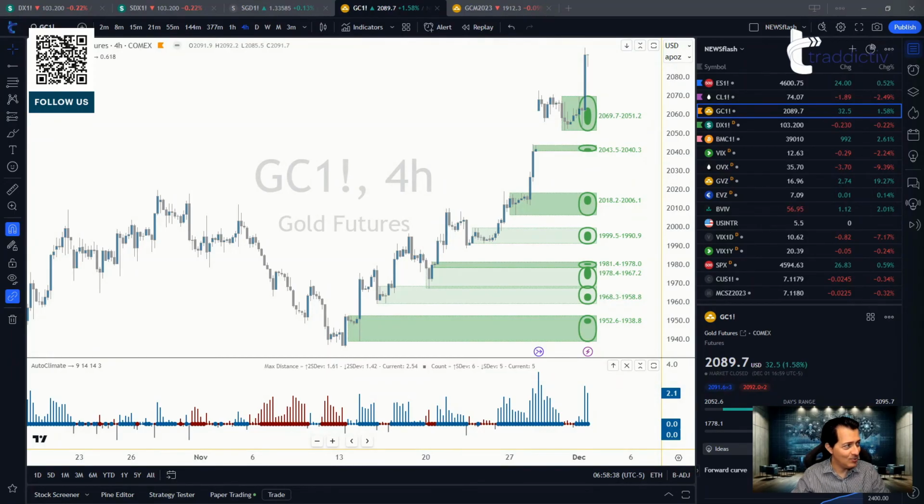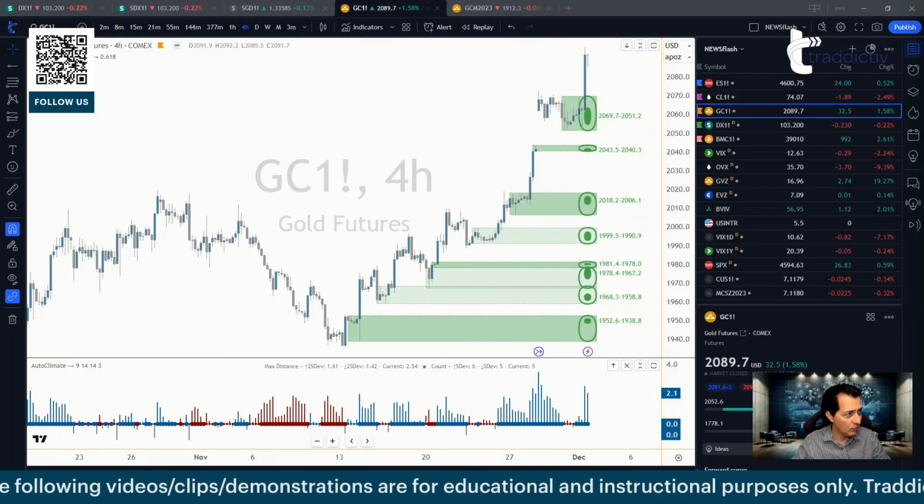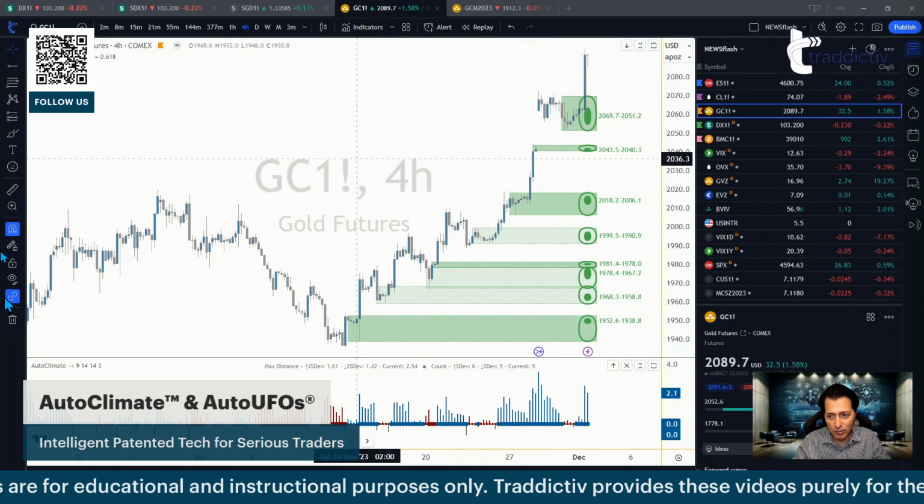Hello. So, what are we talking about today? We are talking about what is AutoClimate and what is AutoUFOs. Let's go ahead and go over these materials with a bit more detail and some visual demonstrations so the concept and the tools will be understood in a more precise manner.